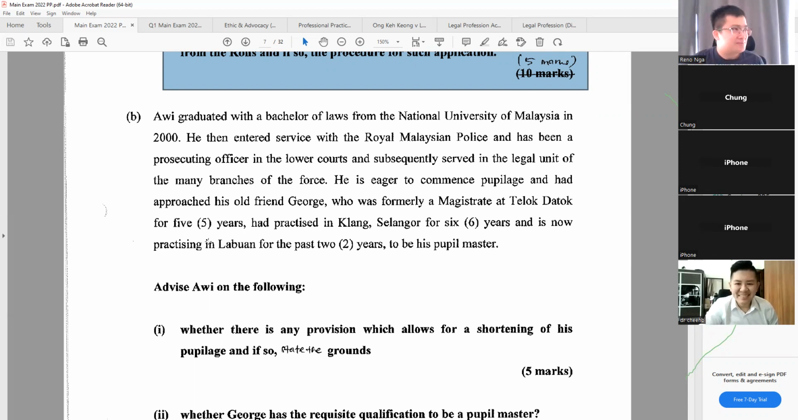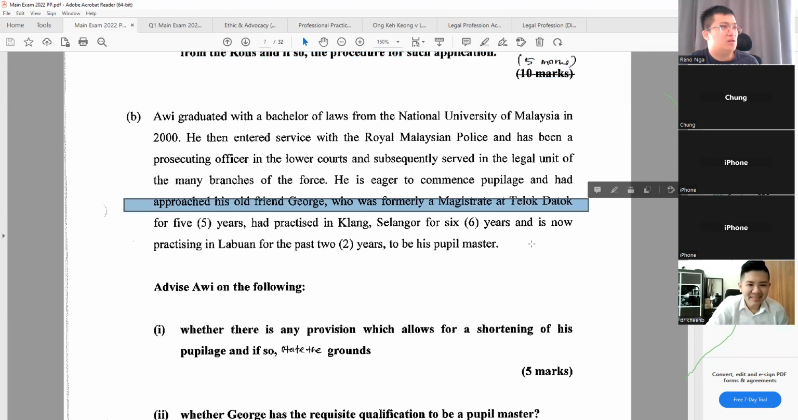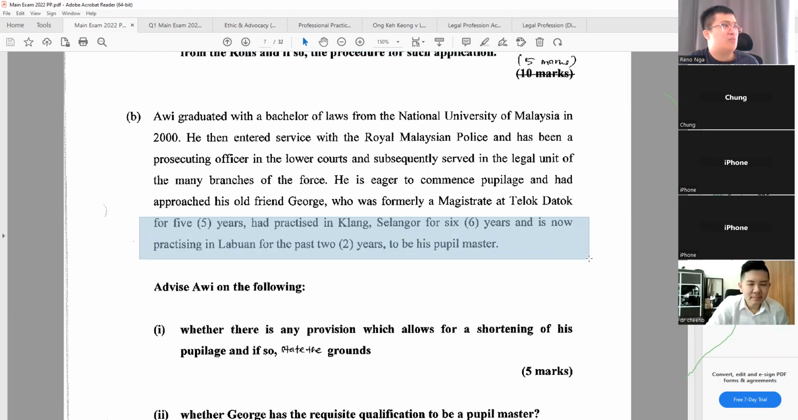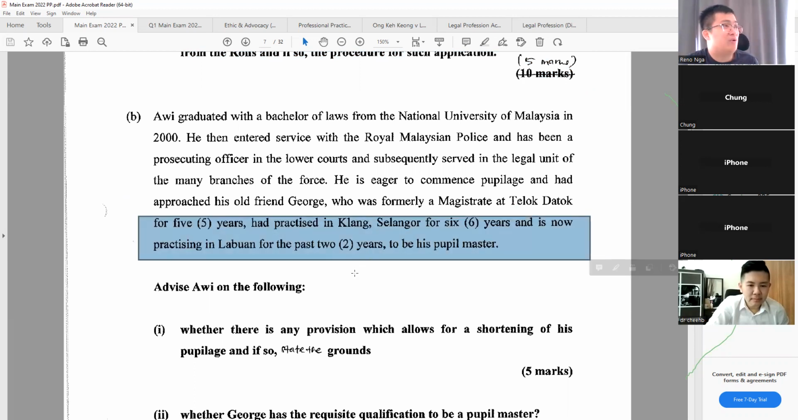Okay, so B. A graduated with a Bachelor of Law from the National University of Malaysia in 2000. He then entered service with the Royal Malaysia Police and has been a prosecuting officer in lower court and subsequently served in the legal unit of many branches of the force. He is urged to commence pupillage and has approached his old friend George, who was formerly a magistrate at Telong Tato for 5 years, practiced in Klang, Selangor for 6 years, and is now practicing in Labuan for the past 2 years, to be his pupil master.